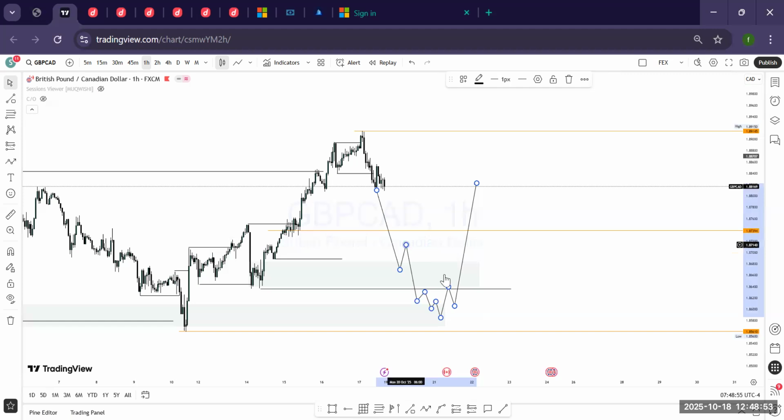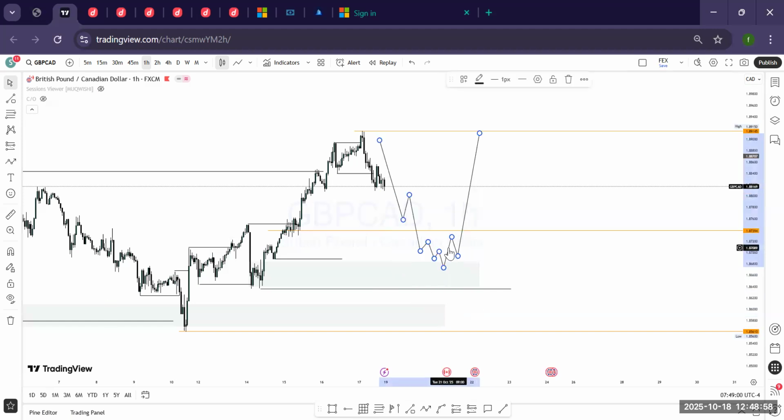So now, if price doesn't give me a change of character here like this, it means I wait for price to give me a change of character here.